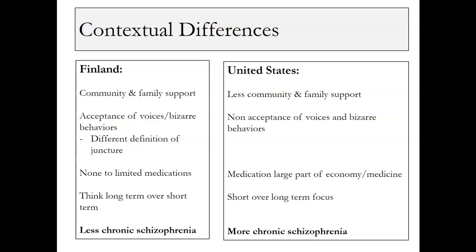In Finland, it's more acceptance of the voices, acceptance of the bizarre behaviors. That kind of gets into that juncture thing. We're all different. It's just the way we are. It's atypical, it's typical. So there's more acceptance of that, a different definition of what's juncture. It's not normal, it's abnormal, and that's okay.